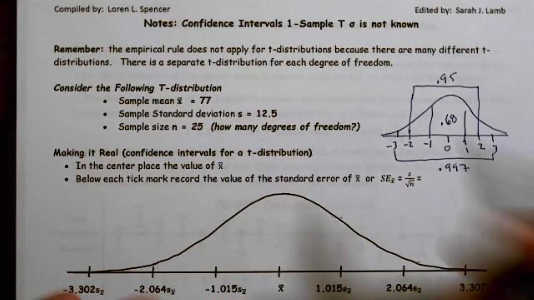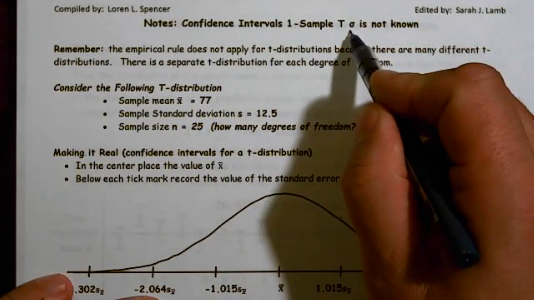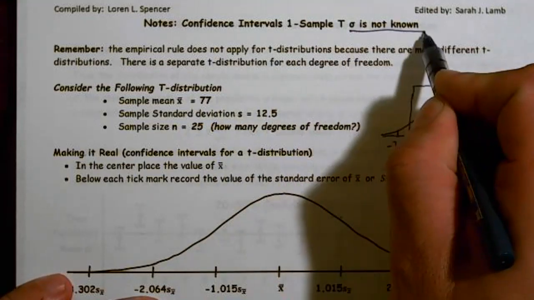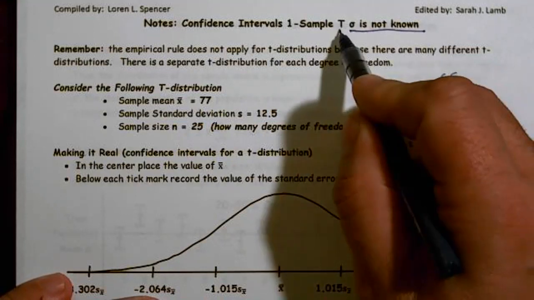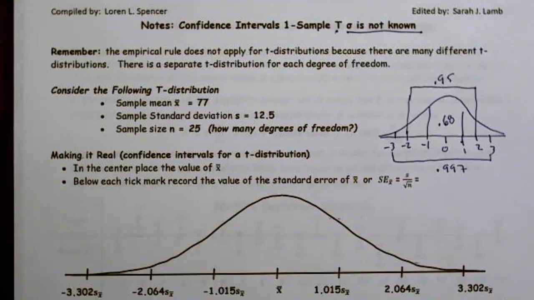Okay, so our previous video was working when the standard deviation was known. This one we're going to work when it's not known. Because it's not known, we have to work with a t. If it were known, we could work with a normal.